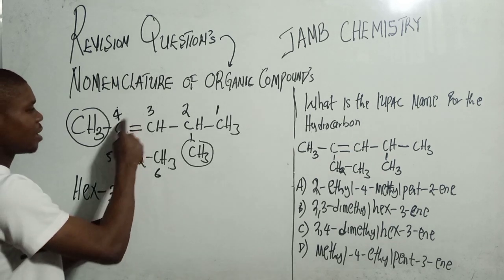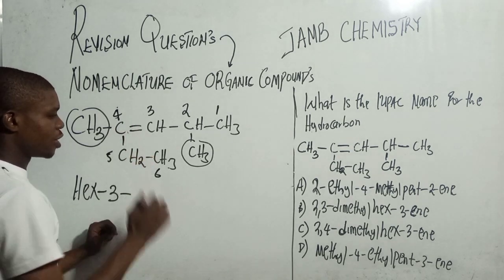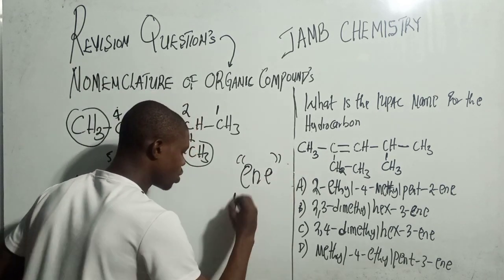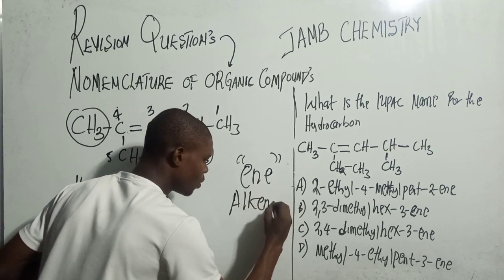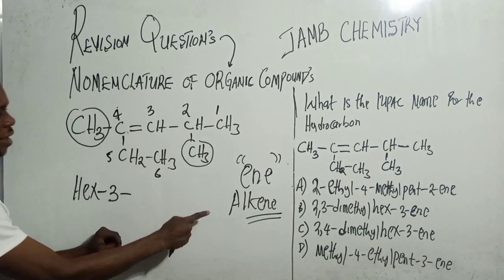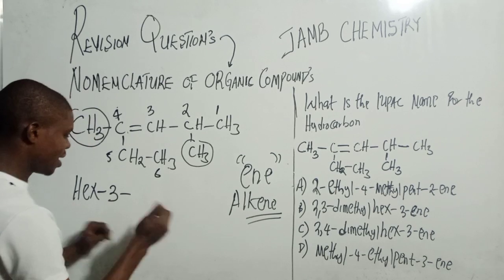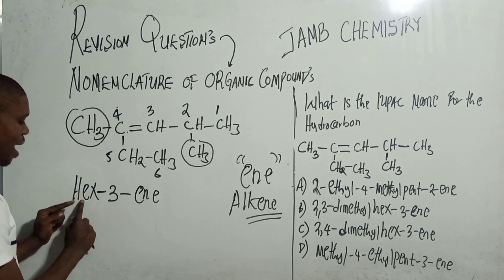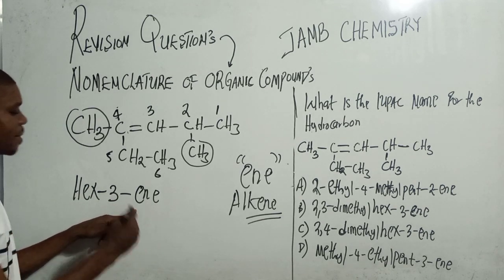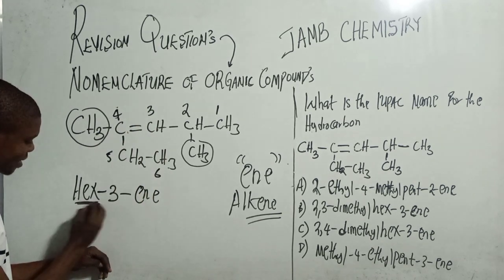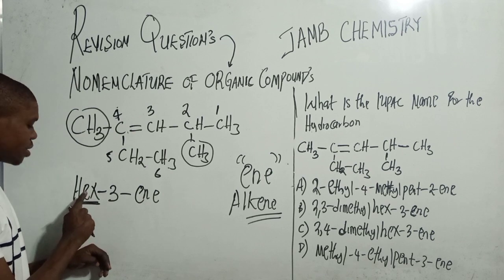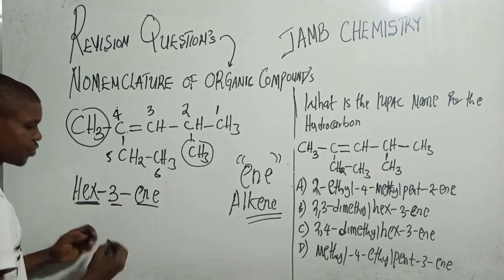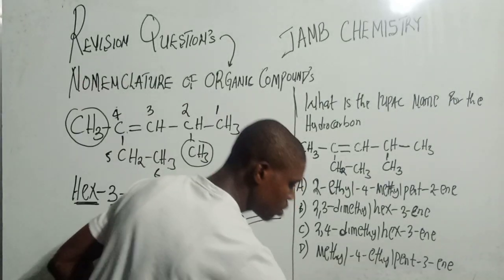Then remember, when it has a double bond, the ending is ene, because it's called an alkene. When I say a double bond, it's called an alkene. So you put the ending ene. So the parent is called 3-hex-3-ene. It means that the hydrocarbon has 6 carbon atoms and it has a double bond, and the double bond is at carbon 3. Do you understand?